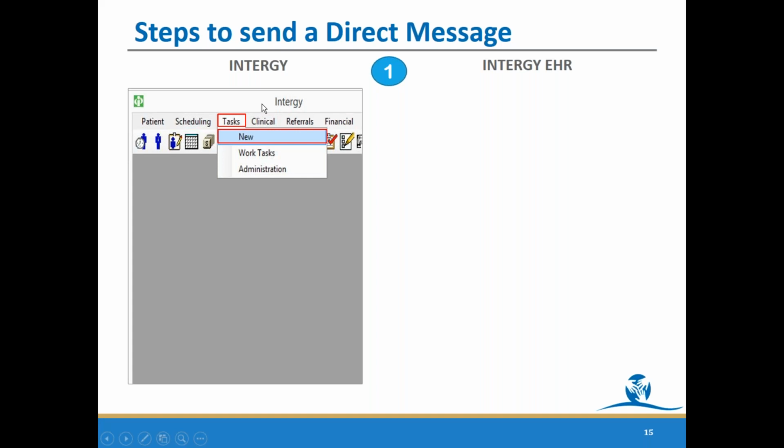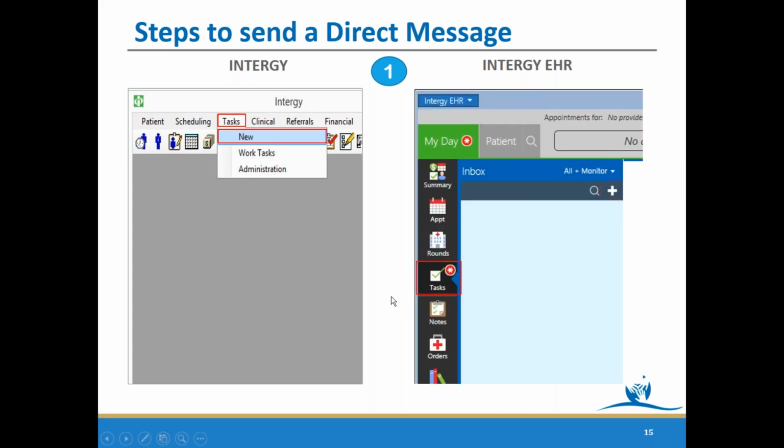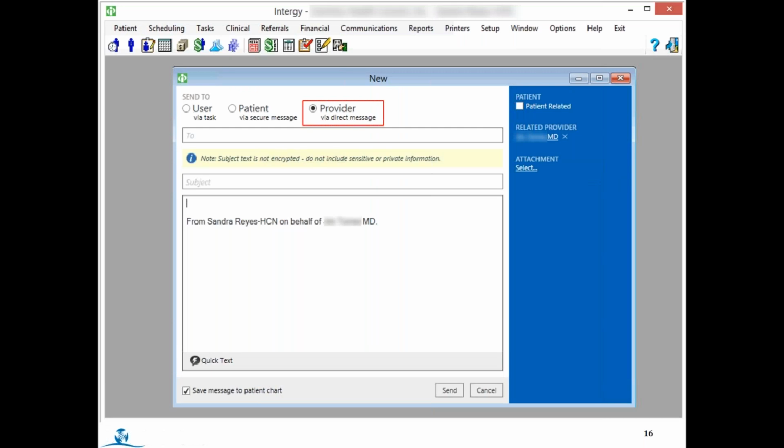So if you're starting from Intergy, you click on Task, you click New to get the direct message window. If you're starting from Intergy EHR, you go into the task module and you just click the plus sign. Now, the next thing is that a new window pops up, and as you can see, it looks very much like a task when you're working a task, creating a task, receiving a task. What I want to point out is this here you would only have available to you if you're set up to monitor that provider.